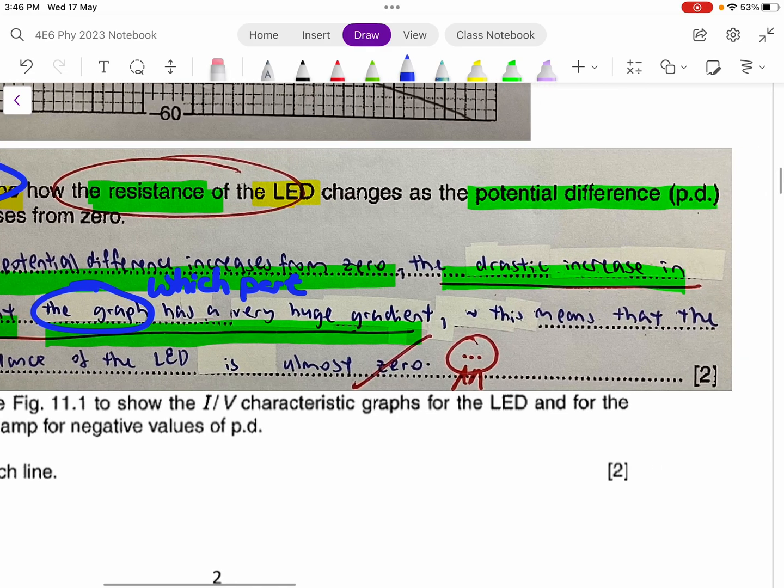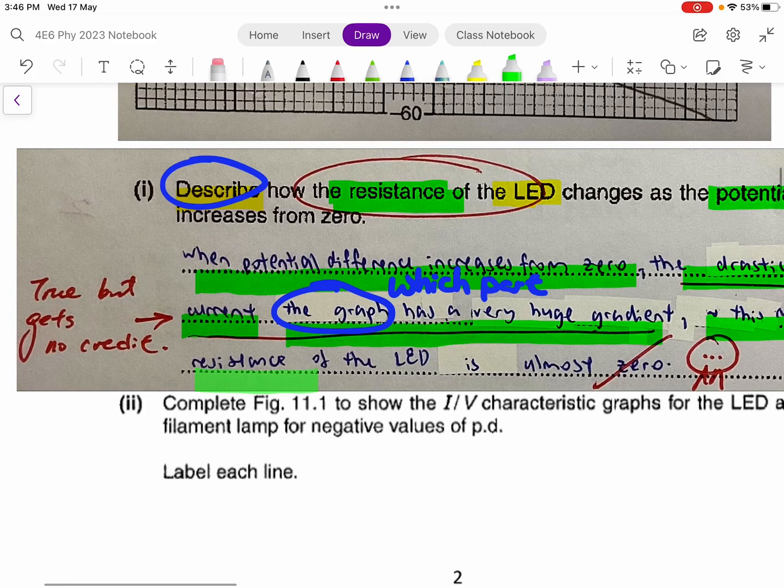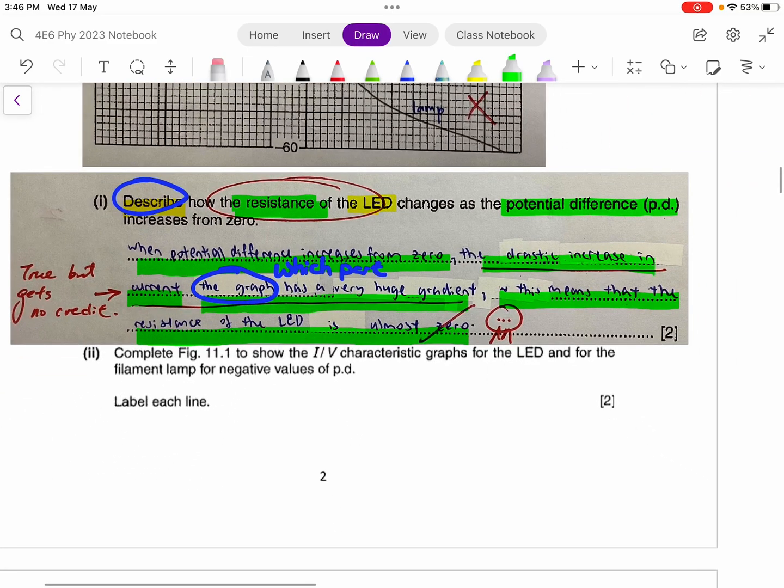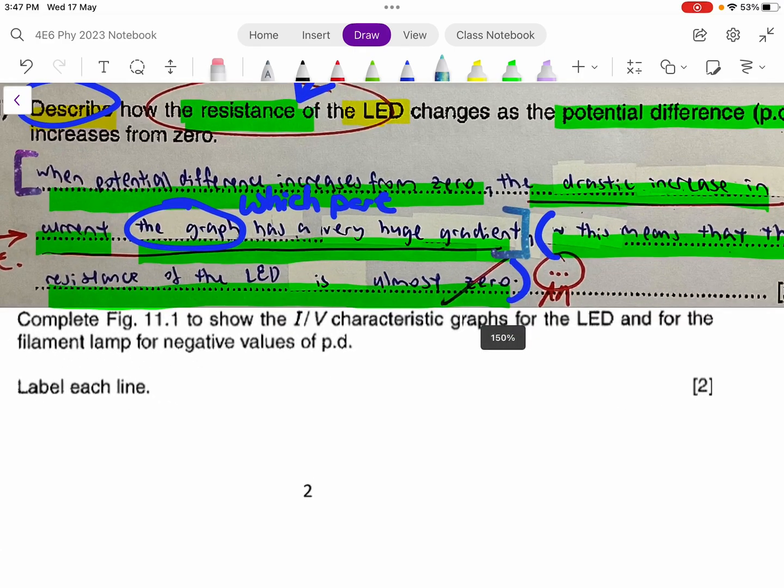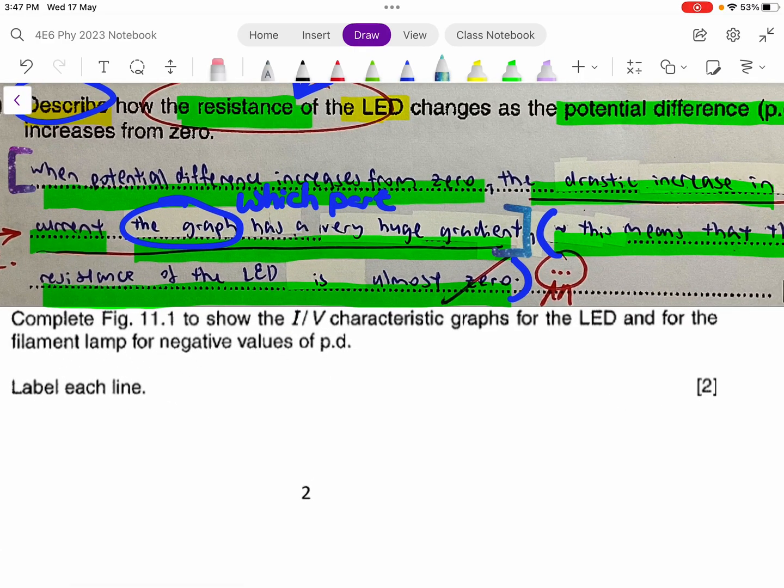Then finally, he said this means that the resistance of the LED is almost 0. Only at the last sentence, from here to here, did he finally refer to the subject of the question. By then, he had wasted his time writing from here to here. It is pure waste. In fact, down here, I didn't even want to give him 1 mark because he didn't specify which part of the gradient, right?